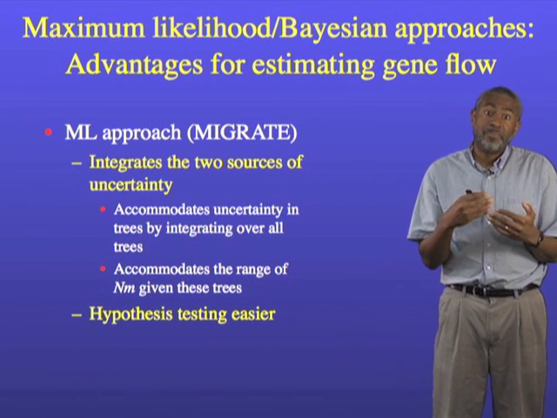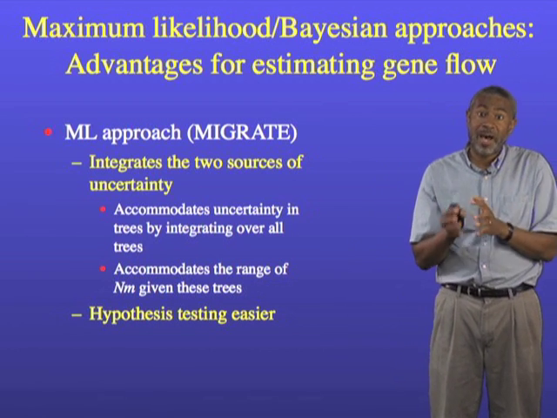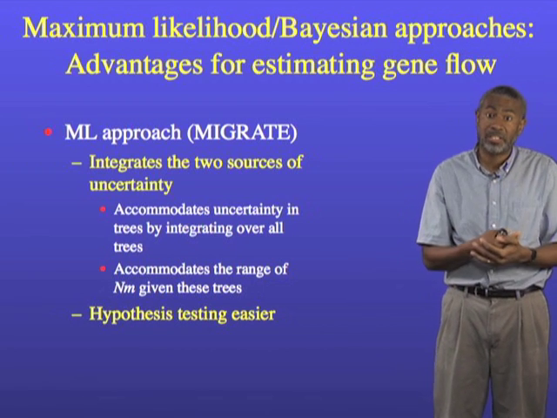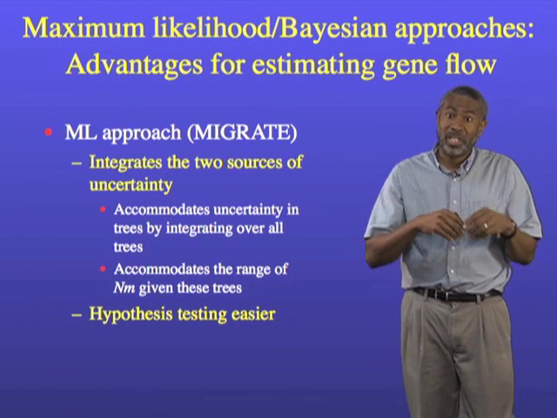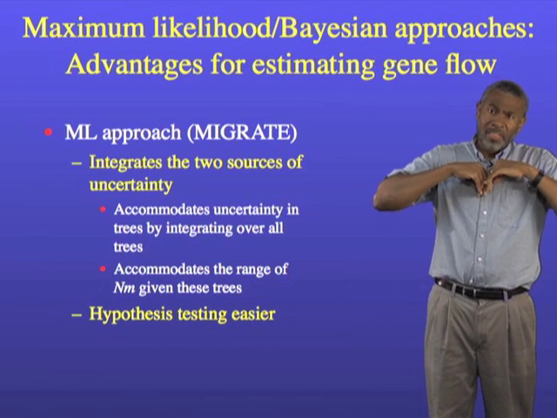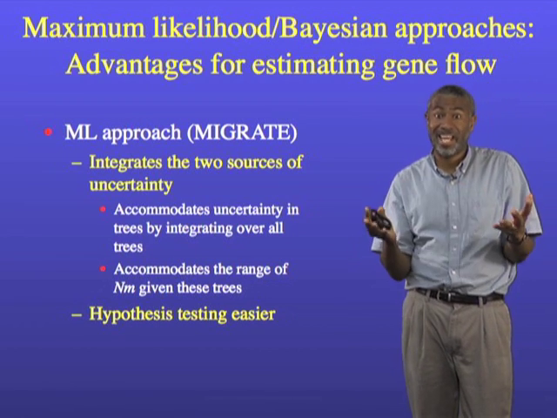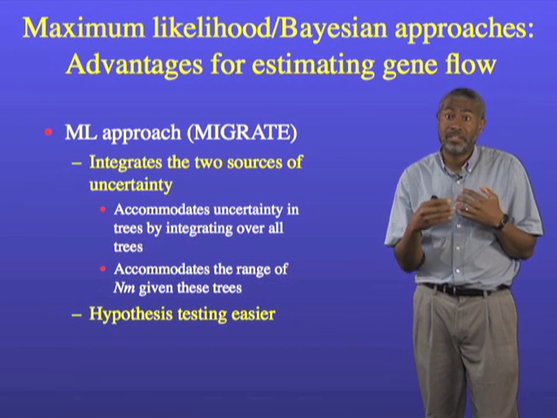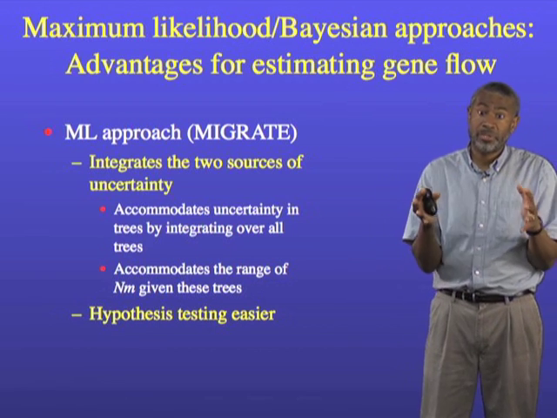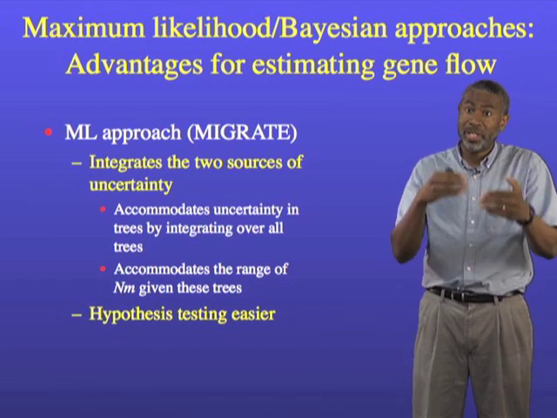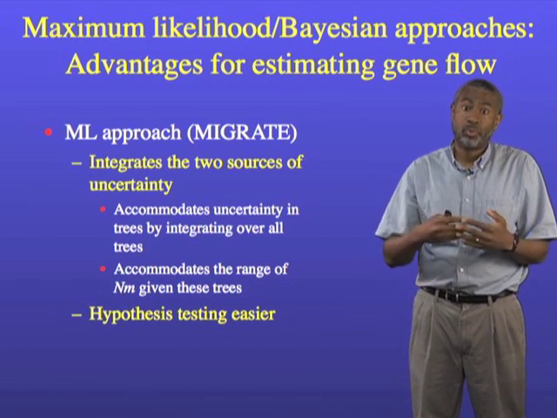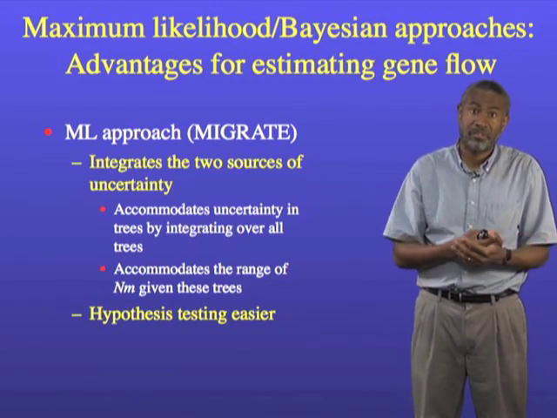We can also estimate the sizes of each population individually, as well as the amount of gene flow between those populations. In the earlier models, we could really only assume that all the populations were essentially the same size. Finally, the maximum likelihood method is much easier in terms of hypothesis testing. We can rank different hypotheses and ask ourselves which one's the best explanation for the data.